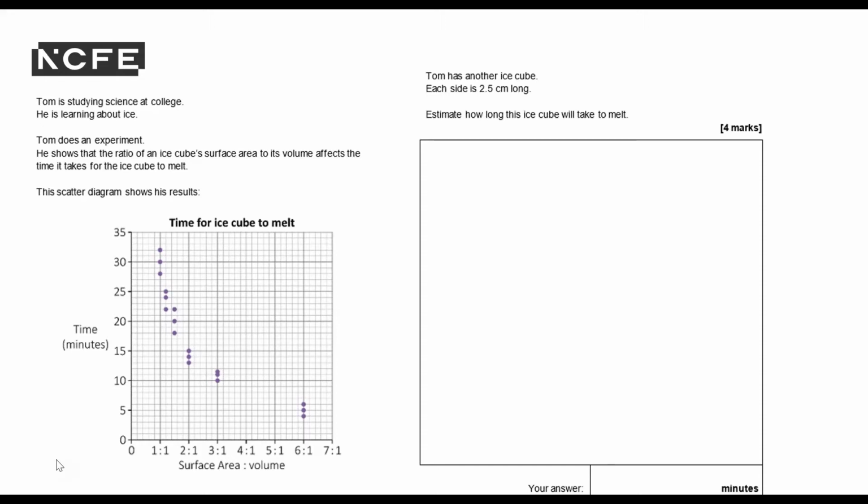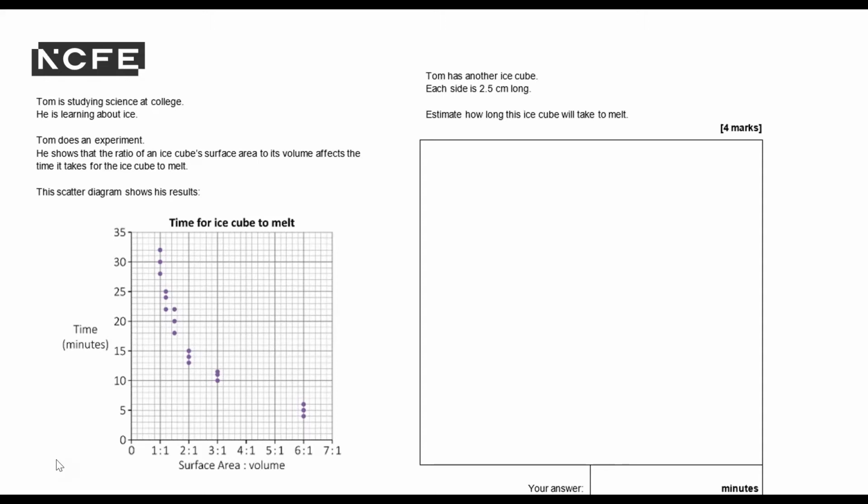This scatter diagram shows his results. So it's the time for the ice cube to melt. On the x-axis, we've got the surface area to volume. So it's the ratio that's along the bottom. And then the time in minutes is going up the y-axis. And it actually looks like, if I was to draw a line of best fit, it would be a curved line.